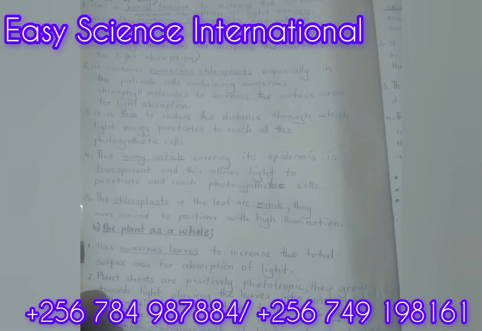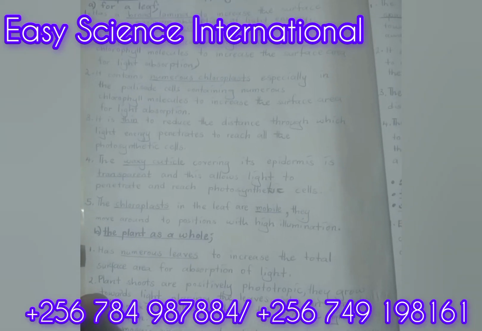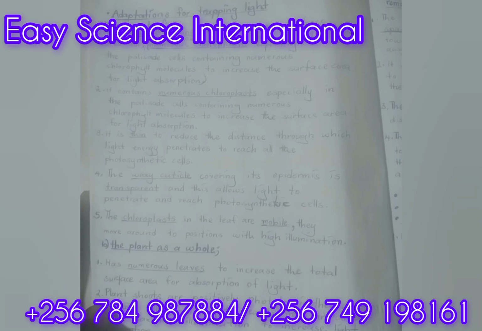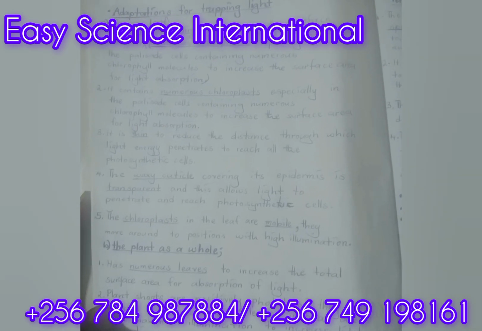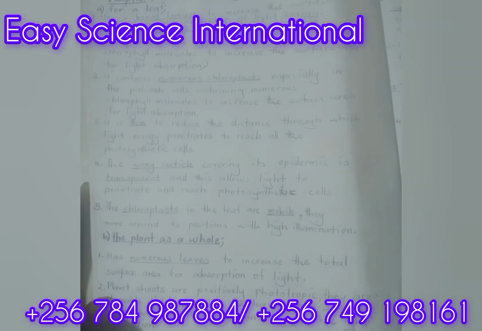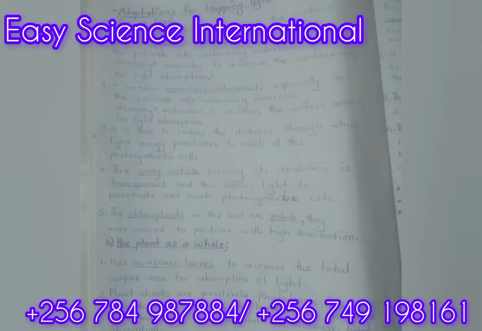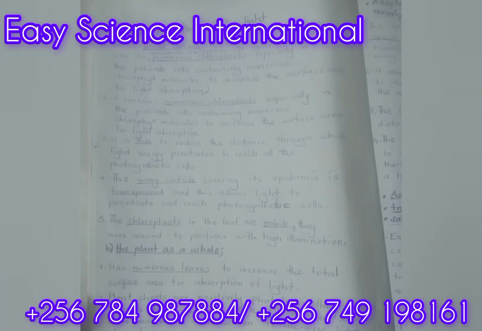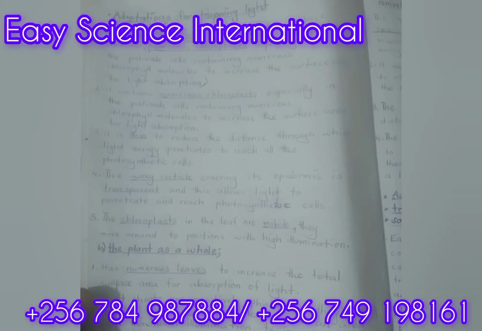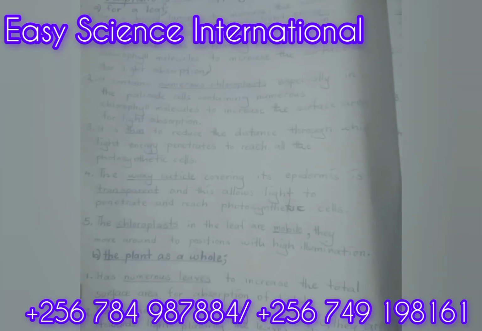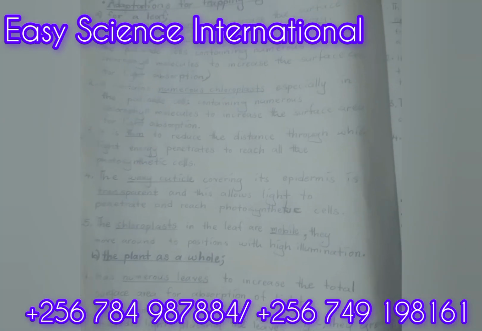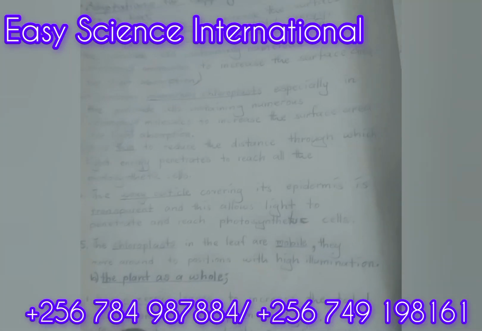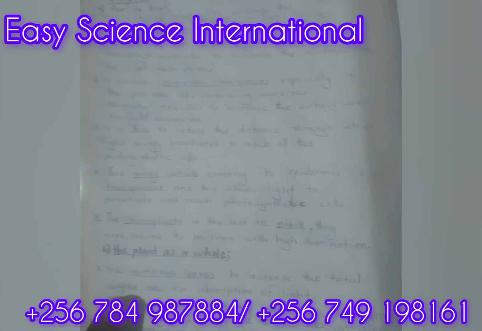Thirdly, it is thin. The leaf in general is thin, and being thin, it reduces the distance through which light energy penetrates to reach all the photosynthetic cells. So the thinness reduces the diffusion distance. This enables gases like carbon dioxide to reach all the photosynthetic cells, even oxygen to leave the photosynthetic cells to be expelled through the stomata.